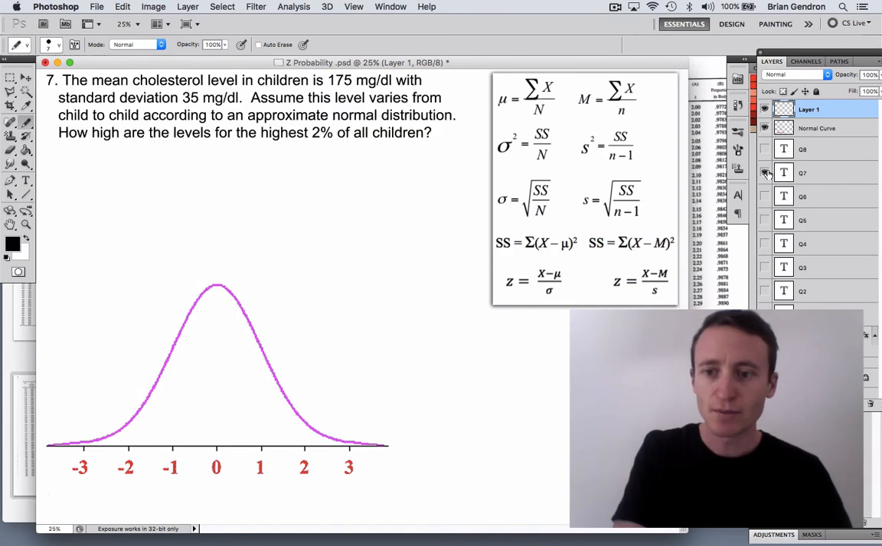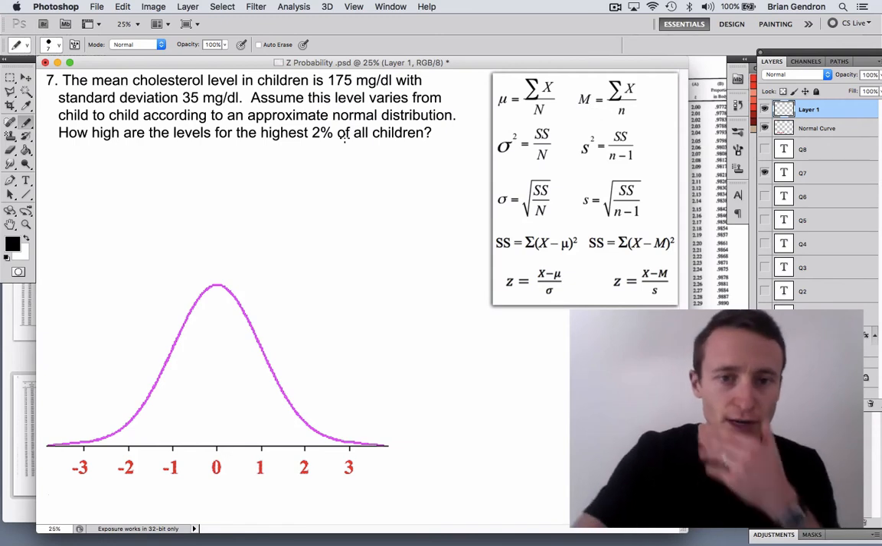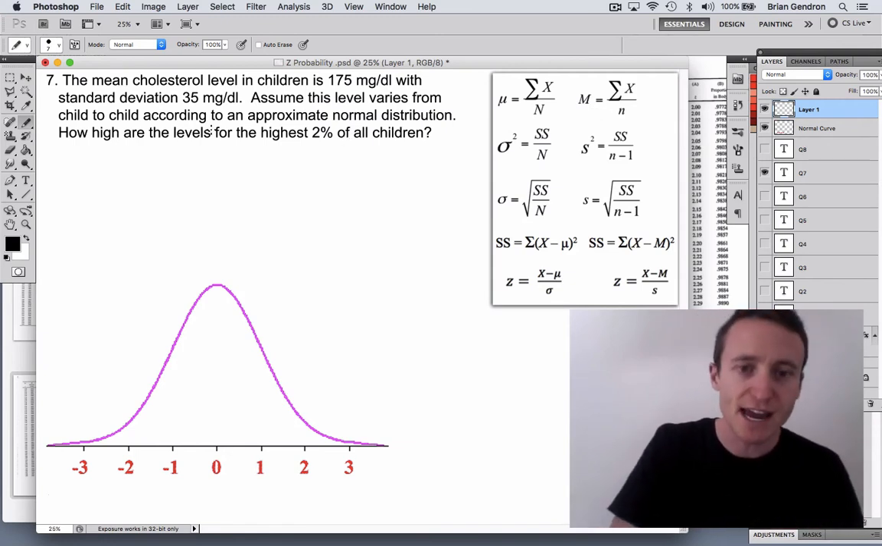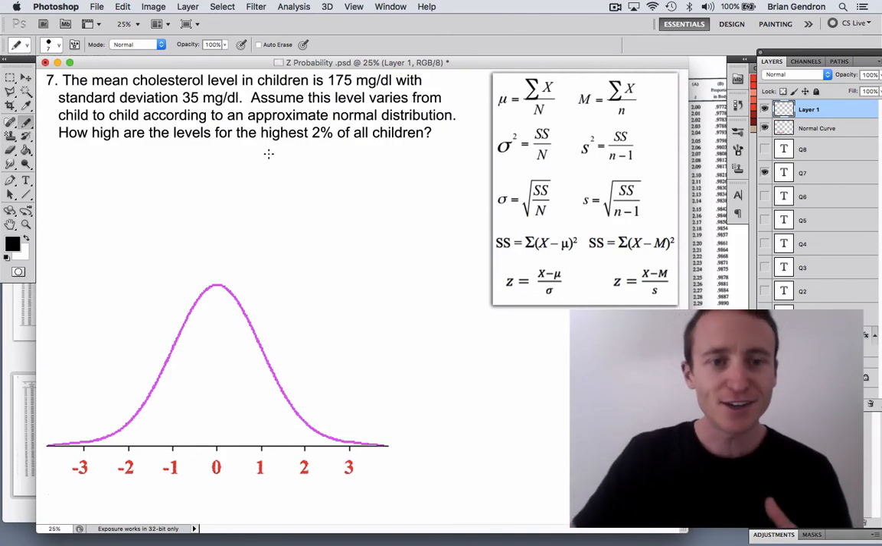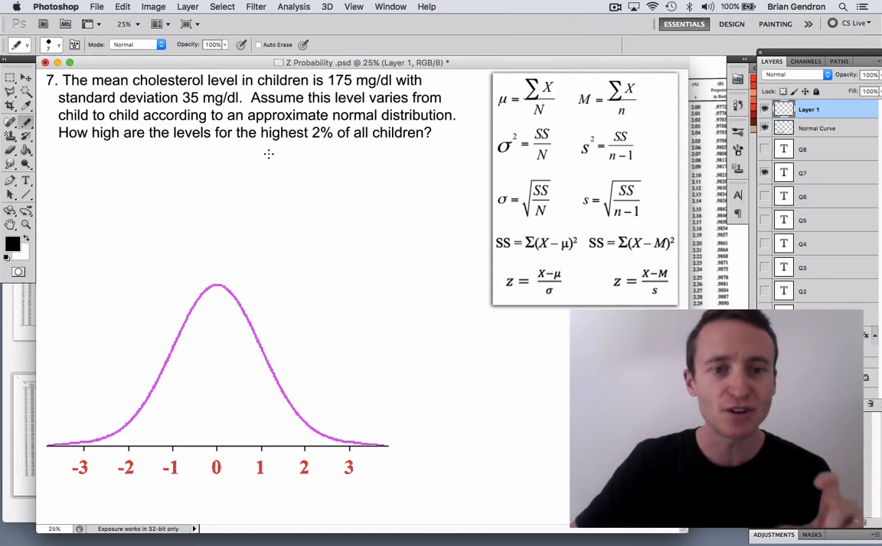Moving on to question number 7. The mean cholesterol level in children is 175. Oh, so we already had this question. I'm looking at it in a slightly different way. So let's read it again. The mean cholesterol level in children is 175 with standard deviation 35. Assume this is a normal distribution. How high are the levels for the highest 2% of all children?